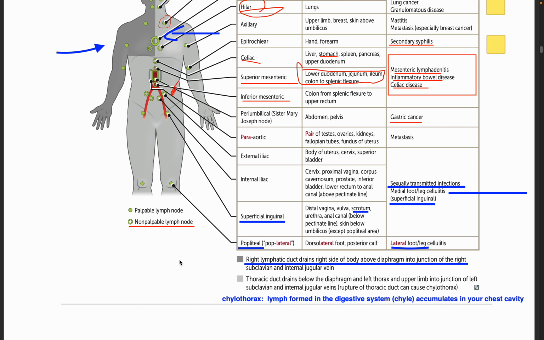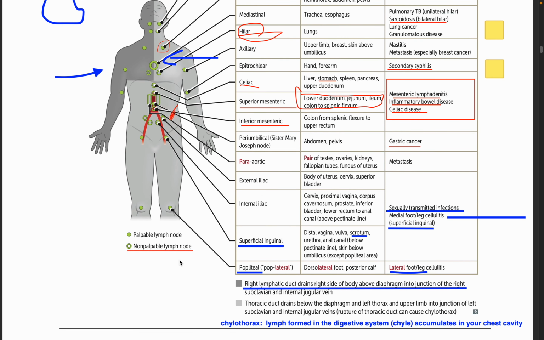Just tell me, what did I tell you about the right lymphatic duct and the thoracic duct? Yes, above the diaphragm. And tell me about the thoracic duct, the other side of the body is drained by? What happens if the thoracic duct is broken?